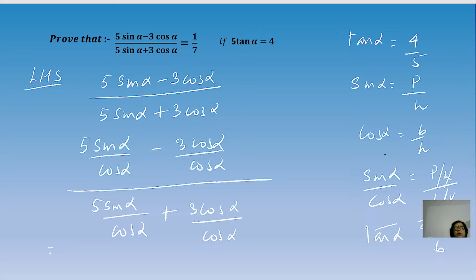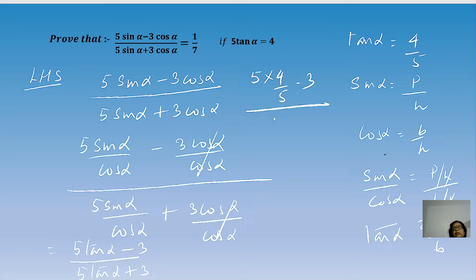So this becomes equal to 5 tan alpha minus 3, because this will get cancelled, divided by 5 tan alpha plus 3. Now putting the values of tan alpha, we get 5 into 4 by 5 minus 3 divided by 5 into 4 by 5 plus 3. So 5 and 5 will get cancelled. The numerator becomes 1 and the denominator becomes 7, which is the right hand side. So this is how it has to be solved.